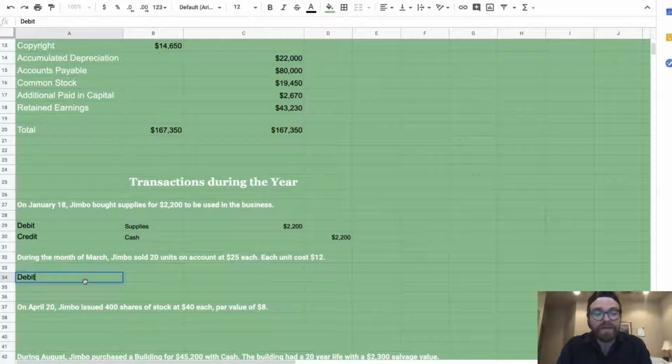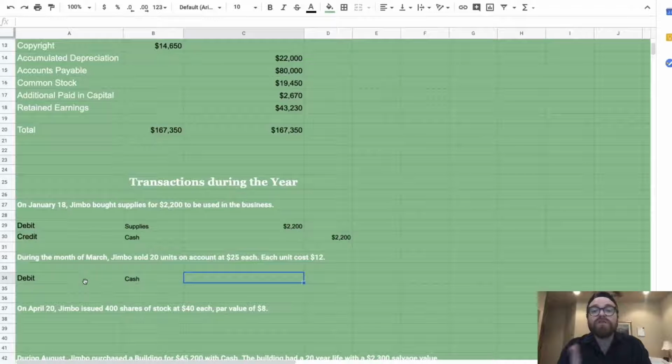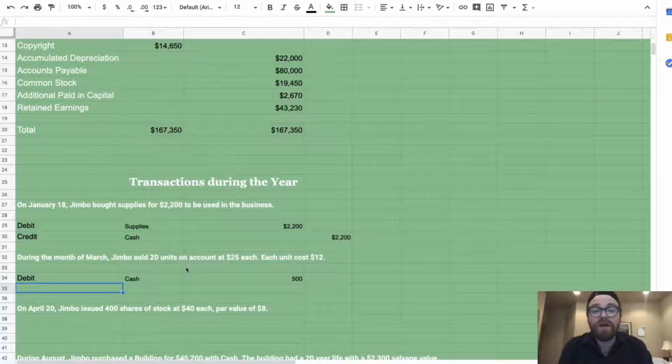So we're going to debit here cash for a certain amount. Now, what are we going to debit it for? Well, we have to do 20 units at $25 each. So the best way to do this is we're going to do this in Excel. We're going to do equals, open parentheses, we'll do 20 times 25. There you go, $500 he got.